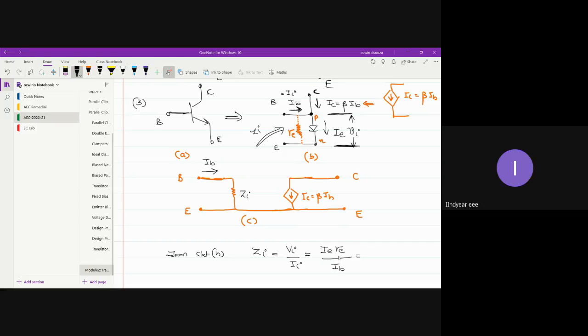Now, approximately what we can write is IE as IC, and RE, and this is IB. That's because IE is approximately equal to IC. Now, what is this ratio? IC by IB. So the IC by IB ratio is beta.